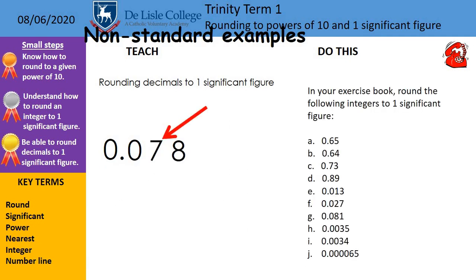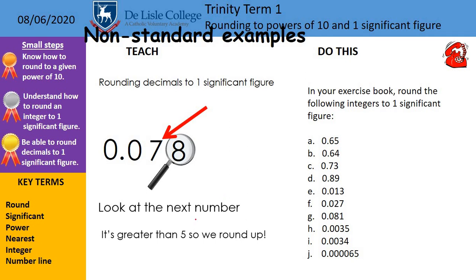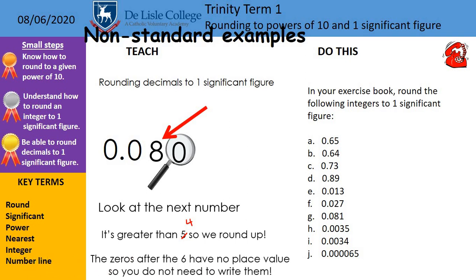We'll have a go at this last one together. 7 is our first significant figure. It's an 8 here, so it's greater than 4. So we know that we round up and we get 0.080, but again, that last 0 at the end, because it's nothing afterwards, we know it doesn't need to be written because it has no place value, so it's 0.08.